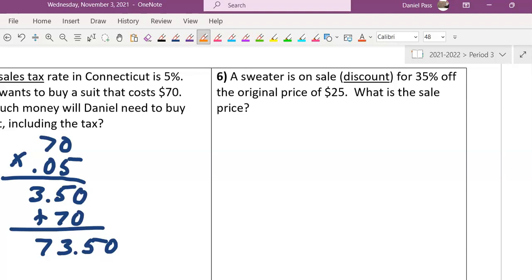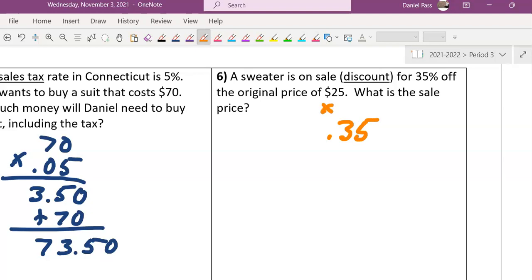So discount. A sweater's on sale, a discount of 35% off. The original price is $25. What is the sale price? Is this an only problem or a final price problem? Final price. You're right, final price, sale price. Okay, go ahead. You turn 35 into a decimal, so it becomes 0.35. Very good. And then you multiply it by $25.